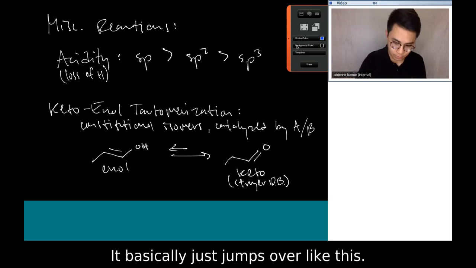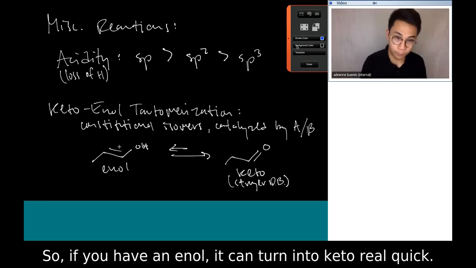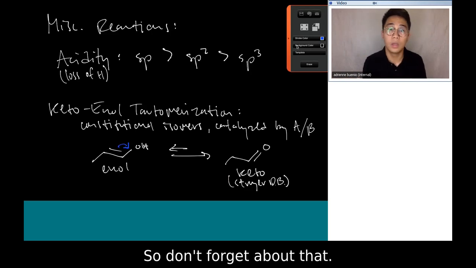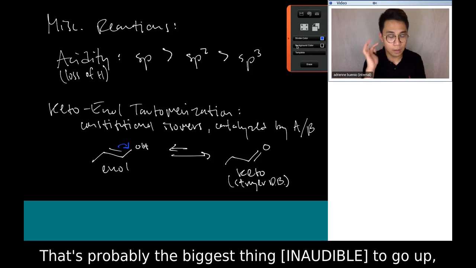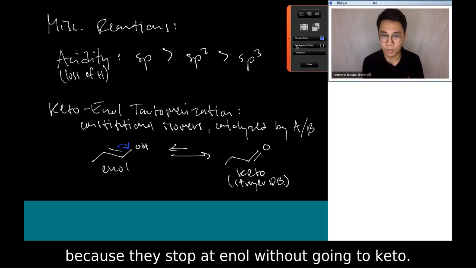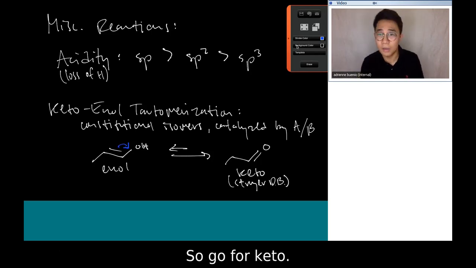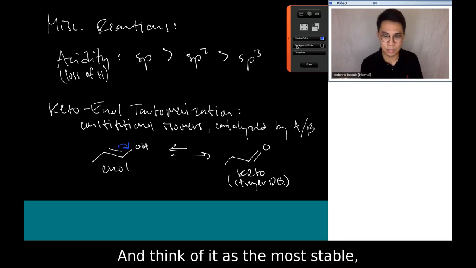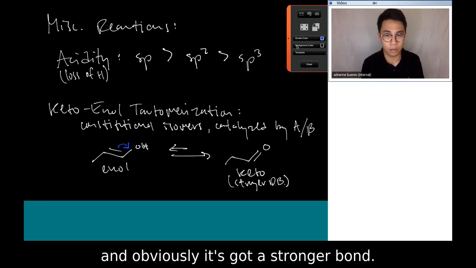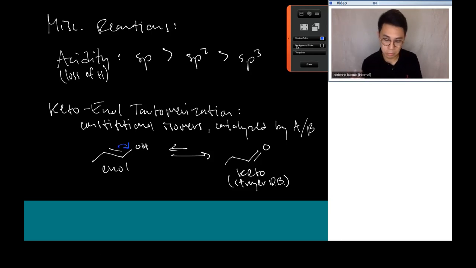It basically just jumps over like this. So if you have an enol, it can turn to keto real quick, right? So don't forget about that. That's probably the biggest thing that trips people up, because they stop at enol without going to keto, and you have to make sure you go all the way to keto, right? So go for keto, and think of it as the most stable, and obviously it is because it's a stronger bond, right? So yeah.